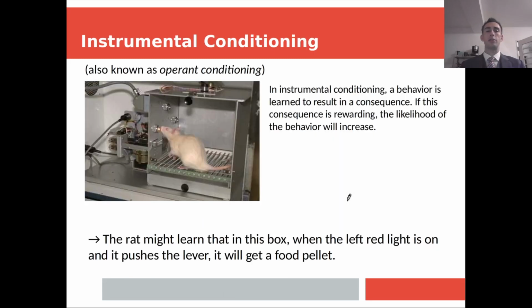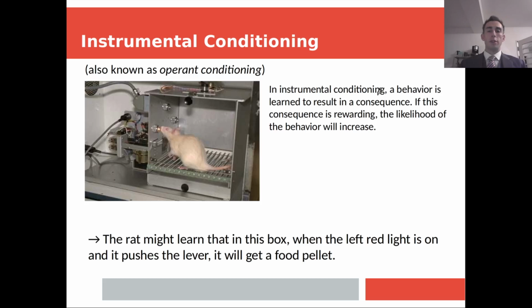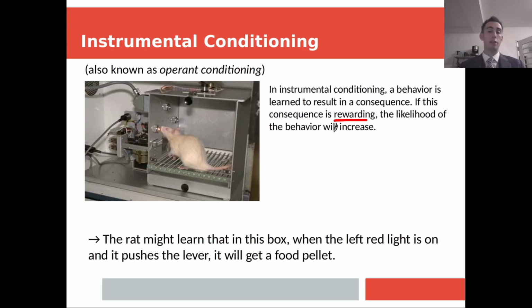That's classical conditioning. Another type of association learning is called instrumental conditioning, or operant conditioning sometimes. In instrumental conditioning, a behavior is learned to result in a consequence, which is a reward or a punishment. If the consequence is rewarding, then the behavior will increase in frequency. And if the consequence is punishing, then usually the behavior will decrease in frequency.